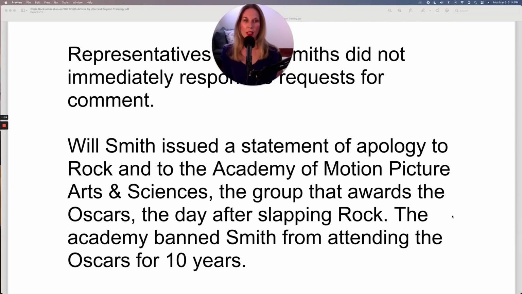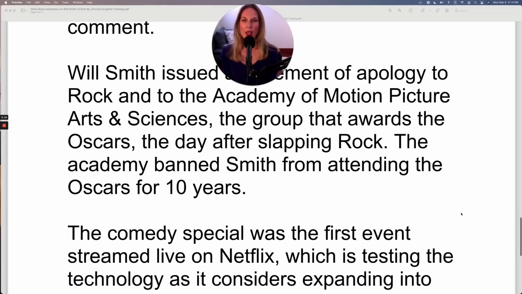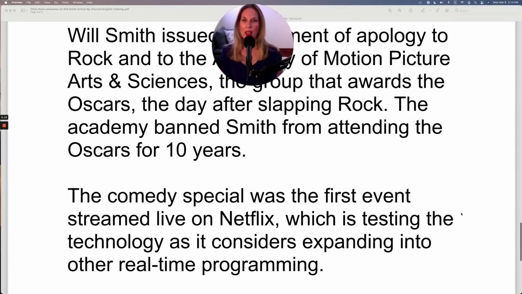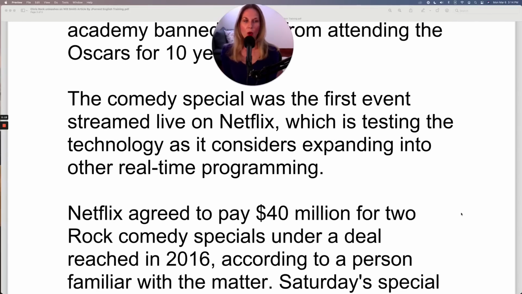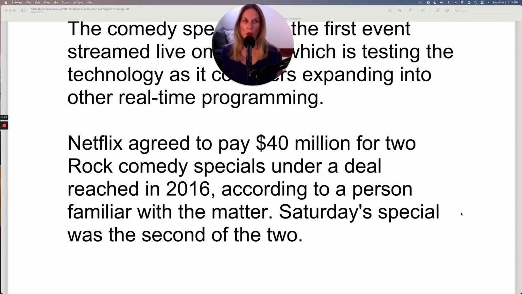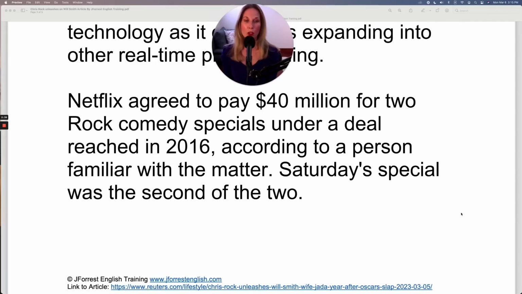Will Smith issued a statement of apology to Rock and to the Academy of Motion Picture Arts and Sciences, the group that awards the Oscars, the day after slapping Rock. The Academy banned Smith from attending the Oscars for 10 years. The comedy special was the first event streamed live on Netflix, which is testing the technology as it considers expanding into other real-time programming. Netflix agreed to pay $40 million for 2 Rock comedy specials under a deal reached in 2016, according to a person familiar with the matter. Saturday's special was the second of the 2.